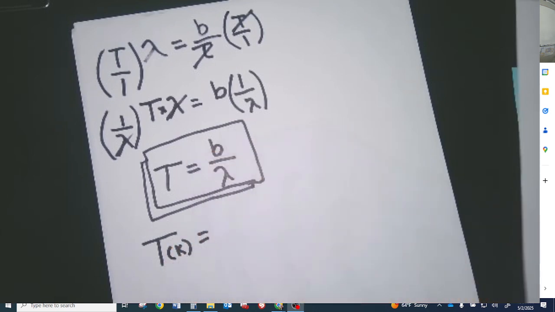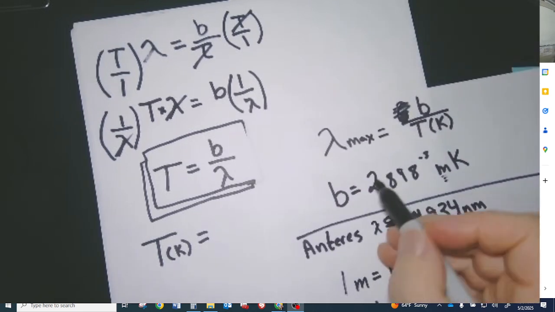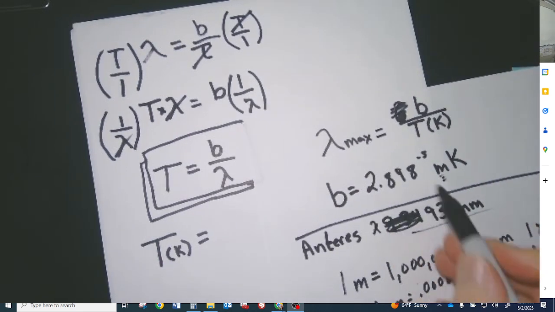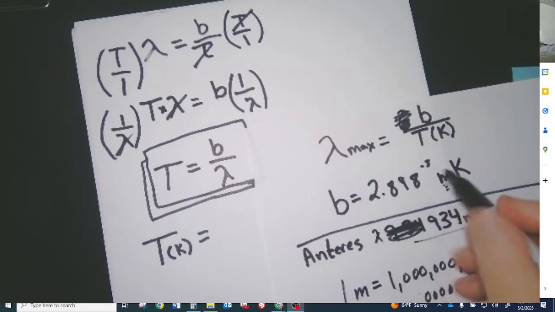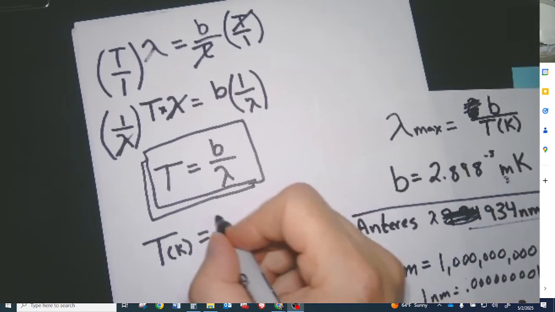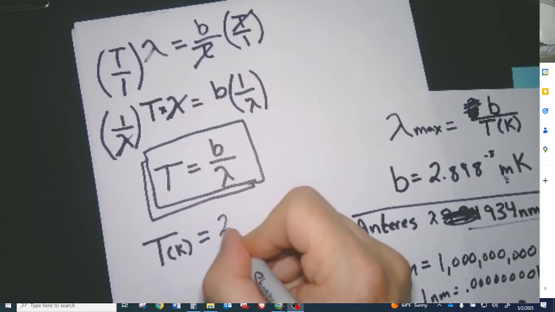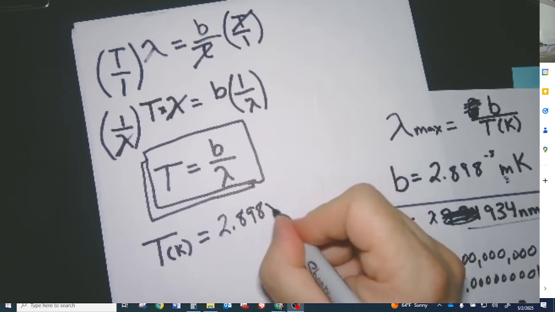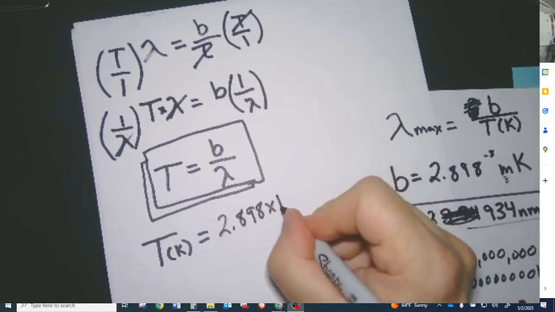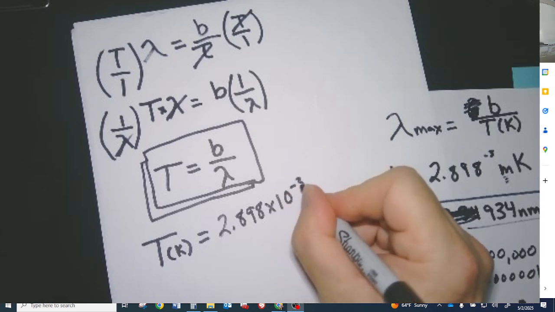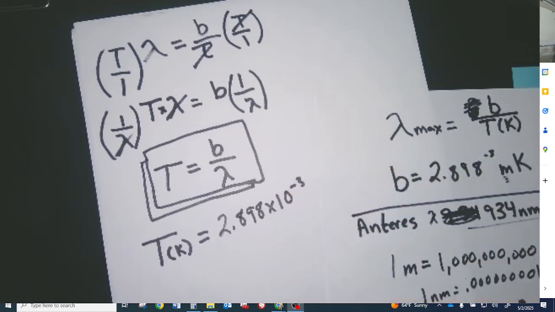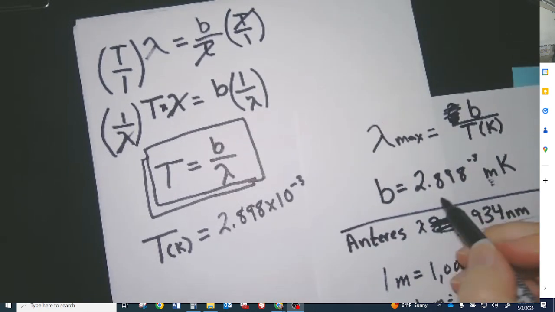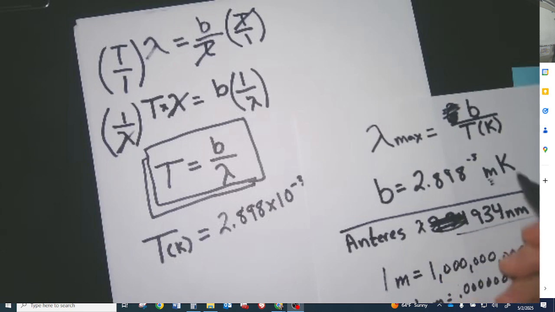If you remember, beta was 2.898 meters times Kelvin, 2.898 times 10 to the negative 3. And once again, if you got lost and you're like, Mr. Lee, where did you get that number? That number is always 2.898 times 10 to the negative 3 power.